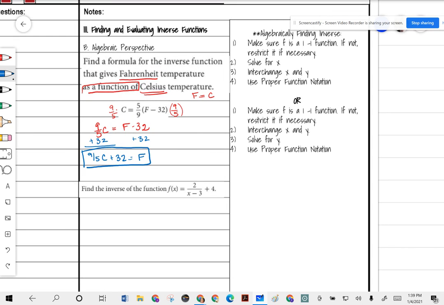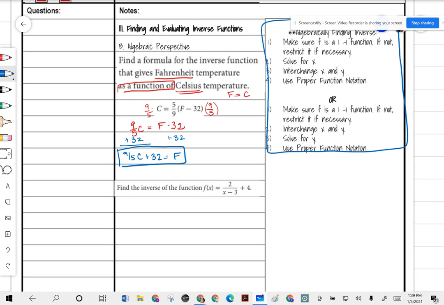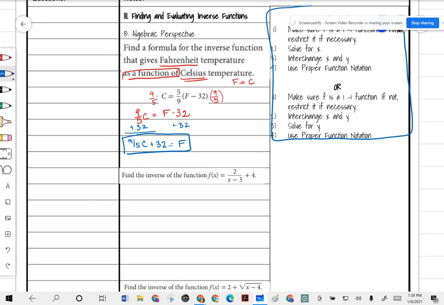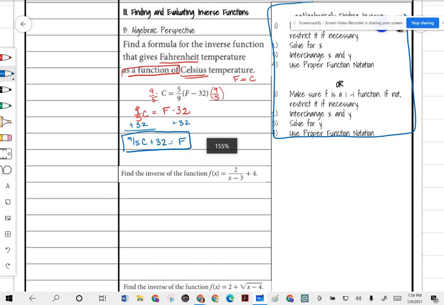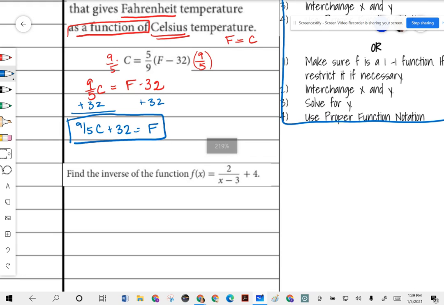Over here on the right side, these are just the techniques for you to use in order to find the inverse algebraically. This should be something that's already familiar to you. There are a couple of different strategies, but they're very similar. The first one is to solve for x, then switch x and y, and then use proper notation. So if I have this problem, f of x is another term for y. According to the first set, I'm going to solve for x.